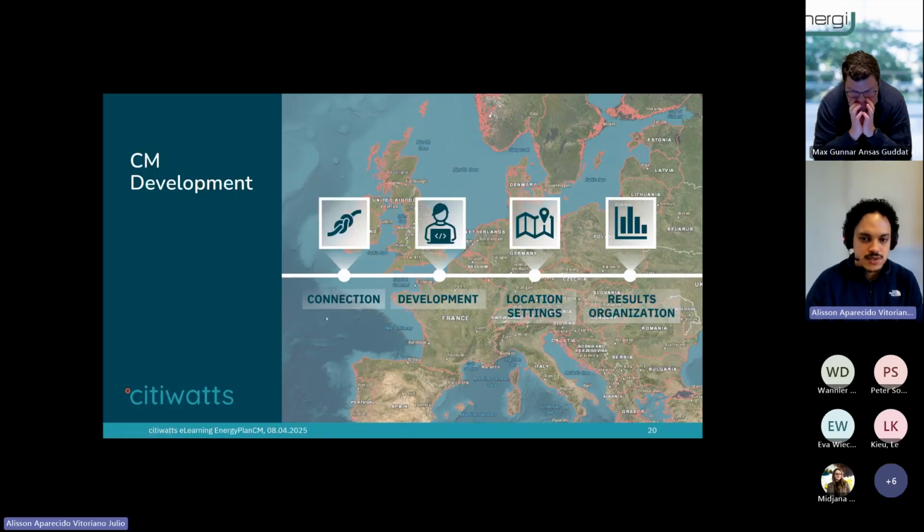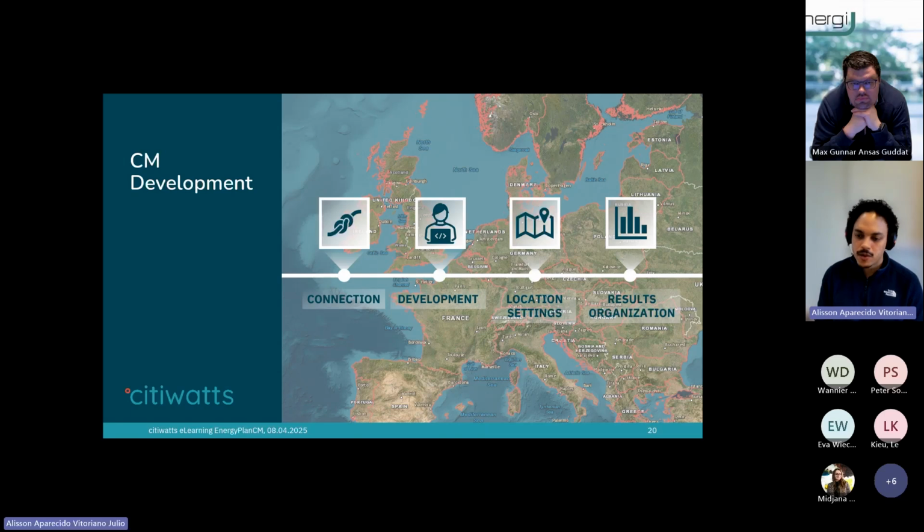Following the CM development itself, the calculation module began with setting up a straight connection between a virtual machine that was supposed to run EnergyPlan and an API to handle the data traffic, to move inputs from the Citiwatts platform to EnergyPlan, execute the commands of running EnergyPlan, and then retrieve the results of that given simulation back to Citiwatts.